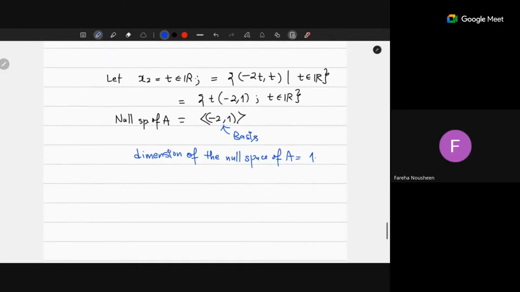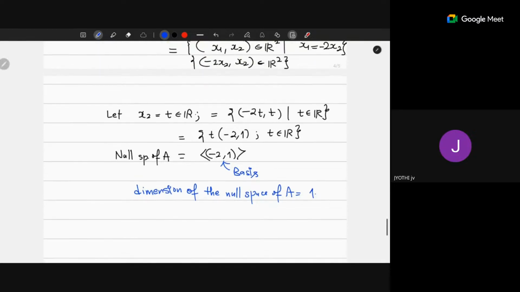Could you please explain? The vector corresponds to null space and basis is the same in this case? This is the basis of the null space. Don't get confused that it is the basis of the row space. It is not the basis of the row space. It is the basis of the null space. So you don't get confused with that. Could you please help me understand why we have taken this minus 2t and t?